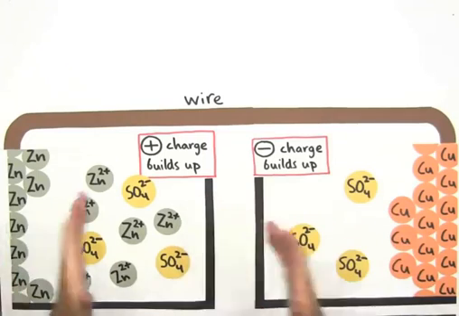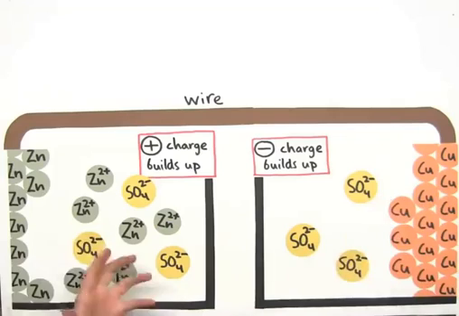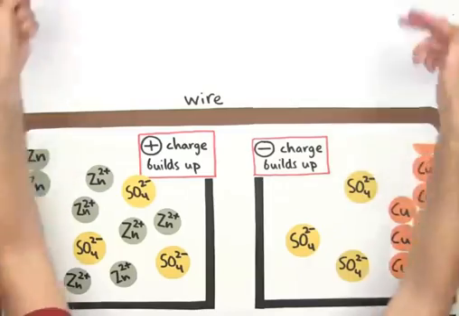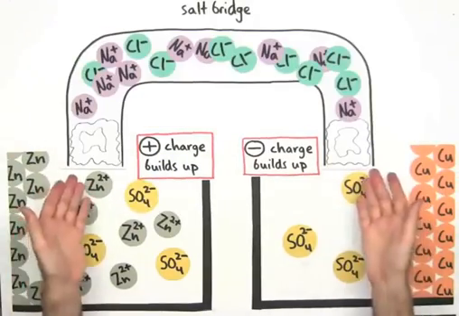And if this positive and negative charge build up too much, the cell can't run anymore. It can't continue to make electricity. So that is where the salt bridge comes in. Let me get rid of this wire and show you what the salt bridge looks like. Here is the salt bridge.